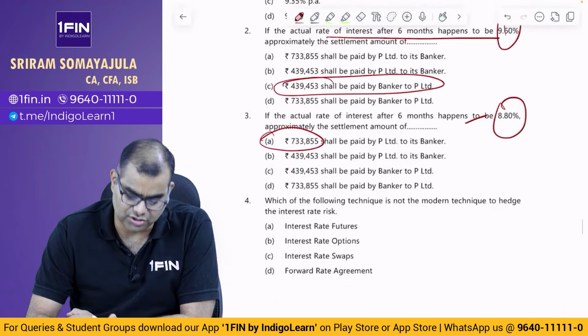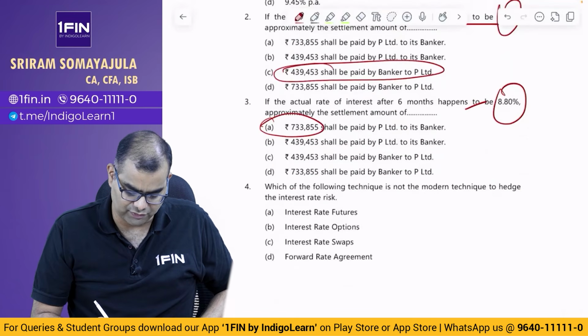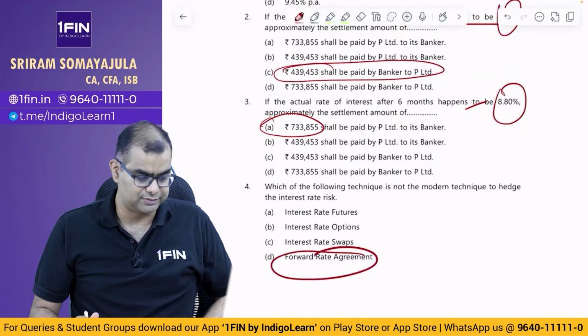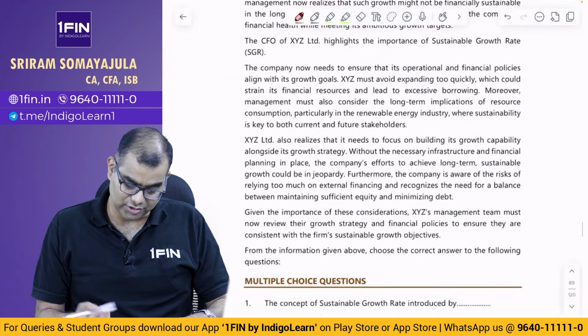Then which of the following techniques is not a modern technique? Future, option, swap, forward rate. Forward rate is not a modern technique. This is a big lengthy thing. Let us look at the questions directly.